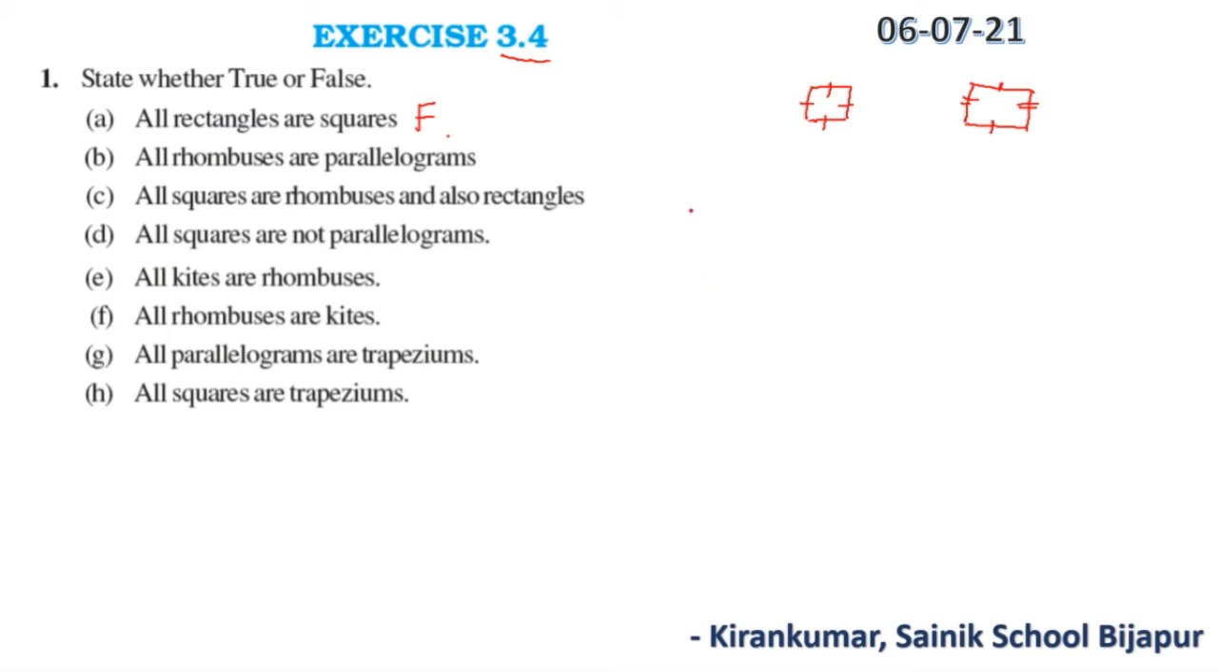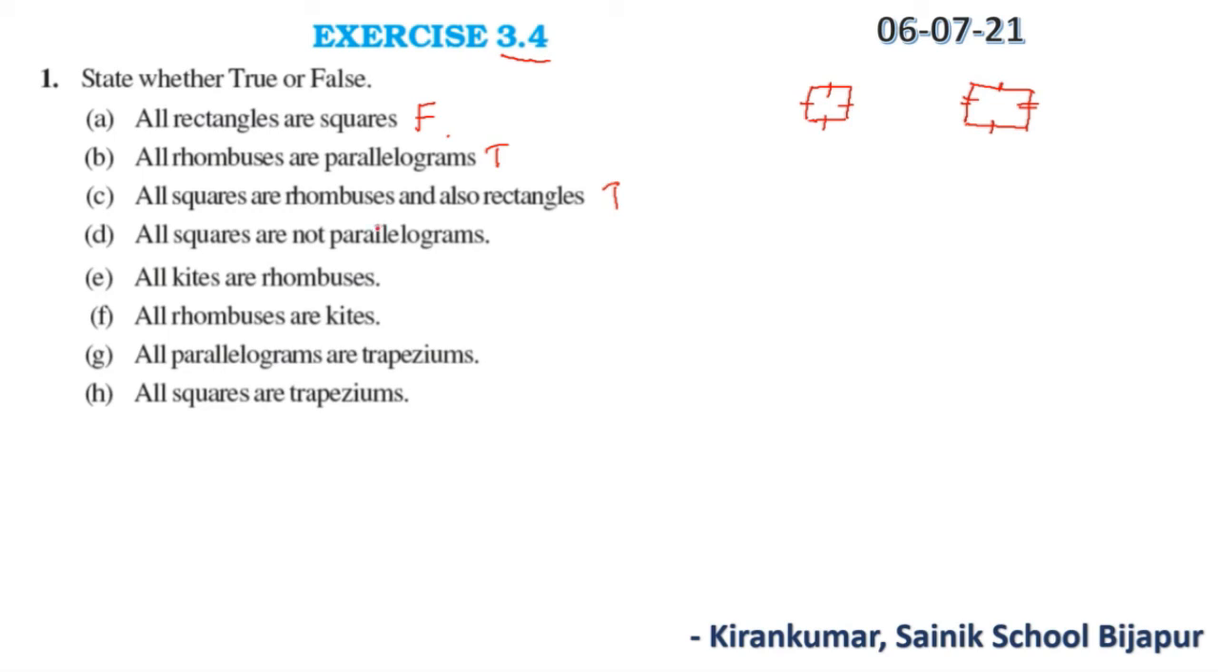Second statement, all rhombuses are parallelograms. This statement is a true statement. All squares are rhombuses and also rectangles. This statement is also true. I have told you that all squares are rectangles. All squares are rhombuses also because adjacent sides are equal in a rhombus, so it is present in case of a square.